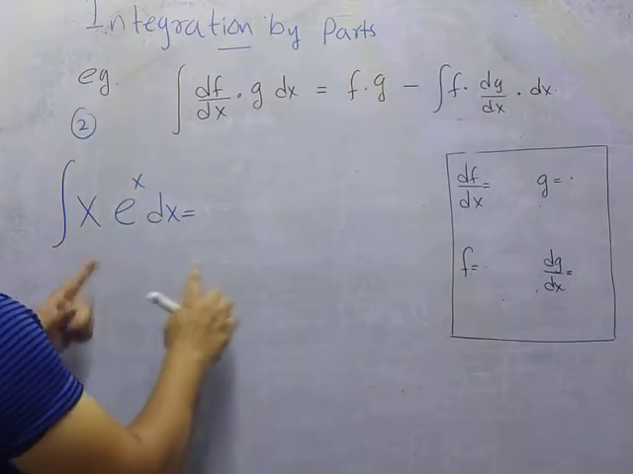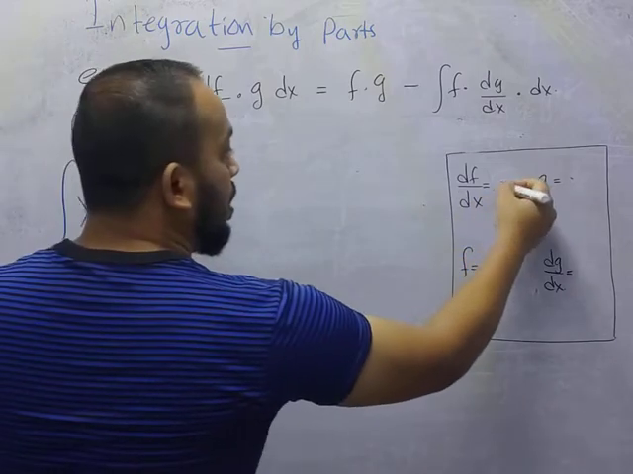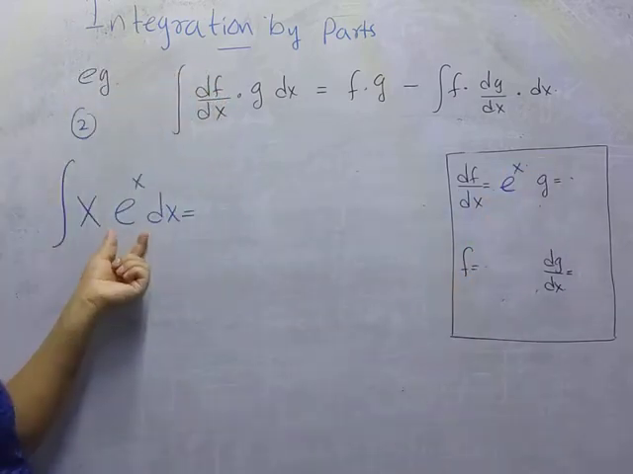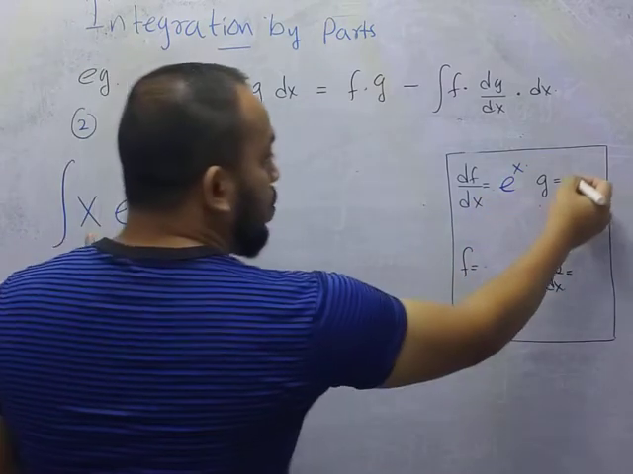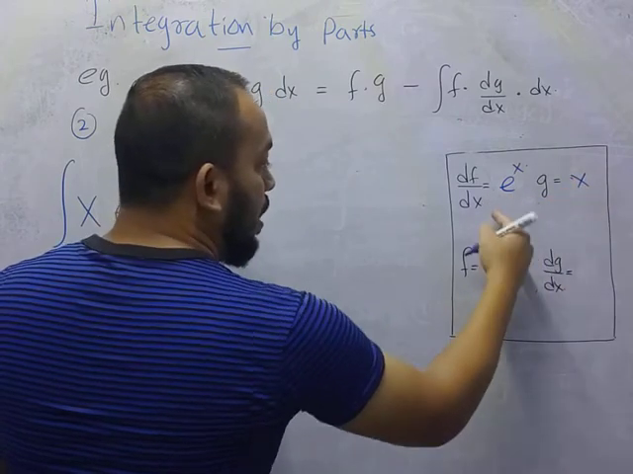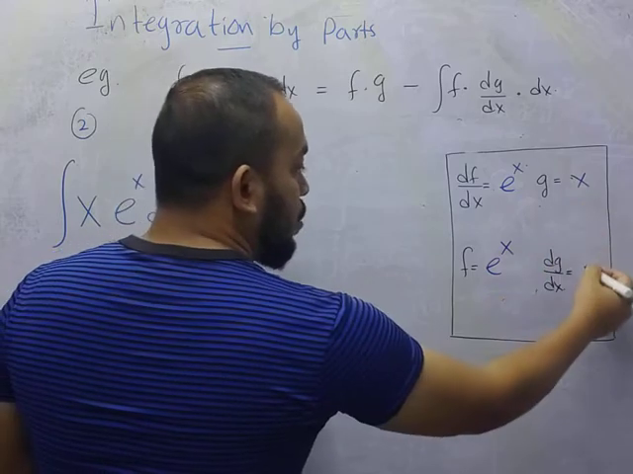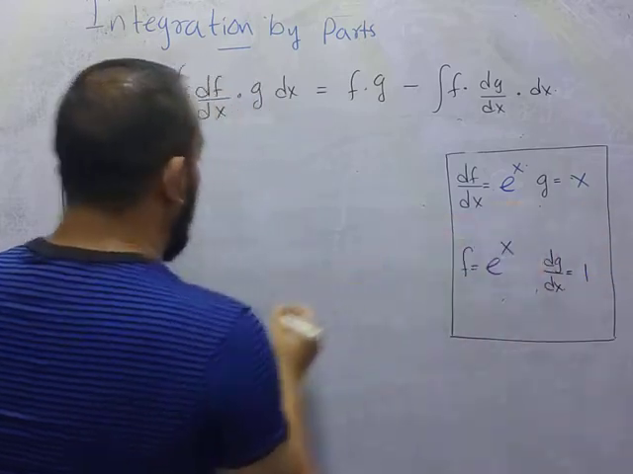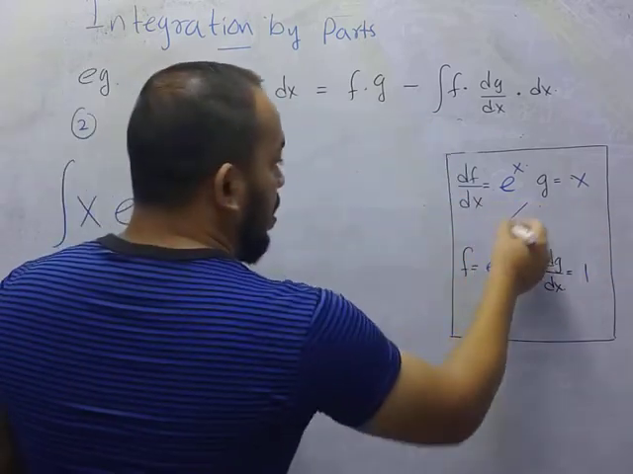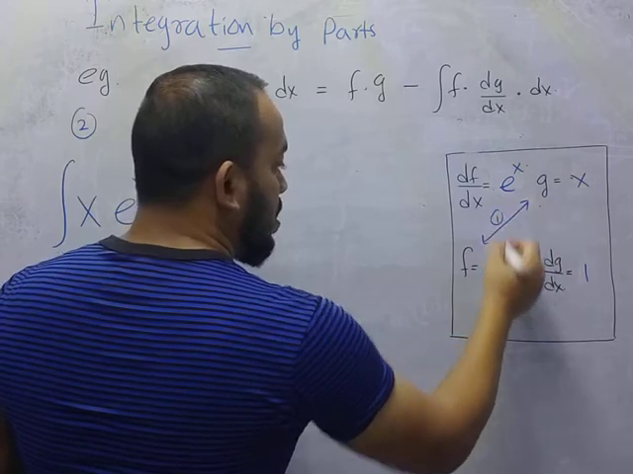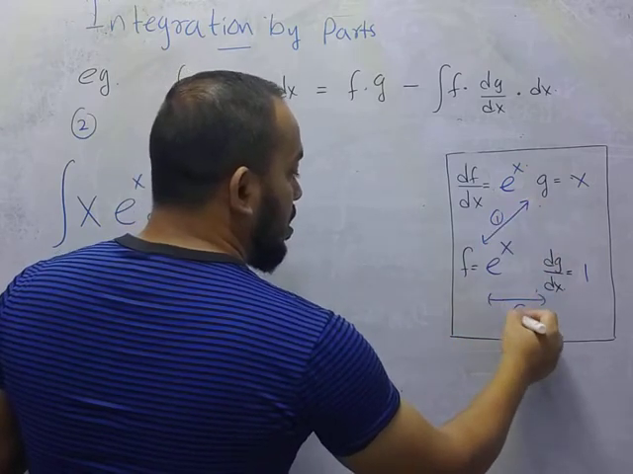If the second function is integrable and it is associated with a polynomial, then do it that way. So I'm going to choose df by dx to be my e to the power x, this exponential function, and g to be x. Now integrate e to the x, I get e to the x back. Differentiate this, I get 1. Okay. Now write down first, this is first step and this is second.